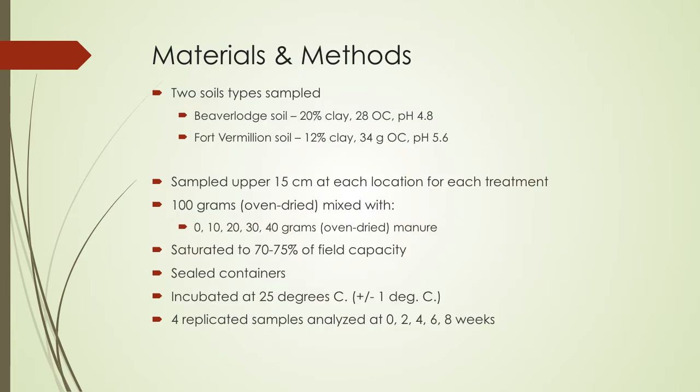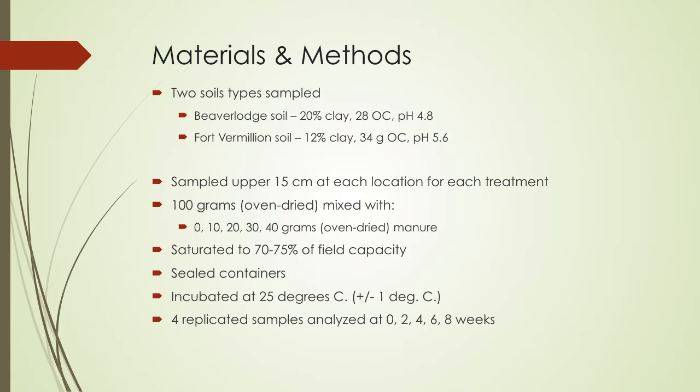So moving on, we'll talk about our methods, or rather their methods for the research. So they sampled 2 locations, one with the Beaver Lodge soil, which has about 20% clay. They measured 28 grams of organic carbon and had a pH of 4.8. And the second site was the Fort Vermilion soil, which had 12% clay, 34 grams of organic carbon, and a pH of 5.6.